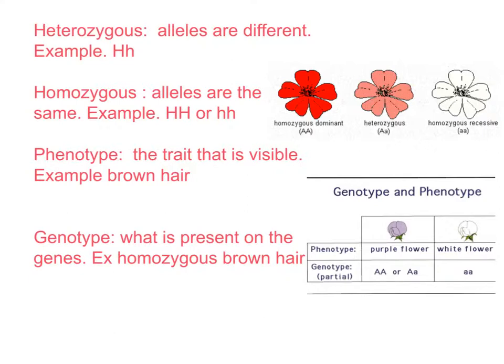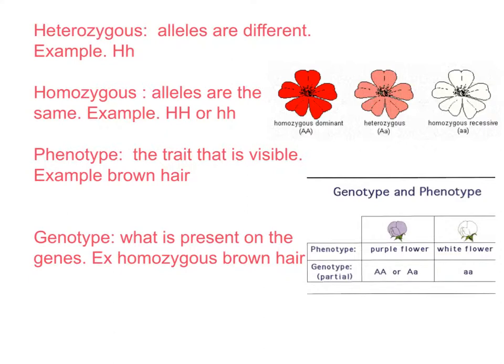Phenotype and genotype are the next 2 terms we need to review. Phenotype is what the trait exhibits. For example, we look at an individual, we can tell their hair color, brown hair. That would be an example of phenotype. Where genotype is what genes are present in order to give that hair color. For example, homozygous brown-haired or big H, big H.